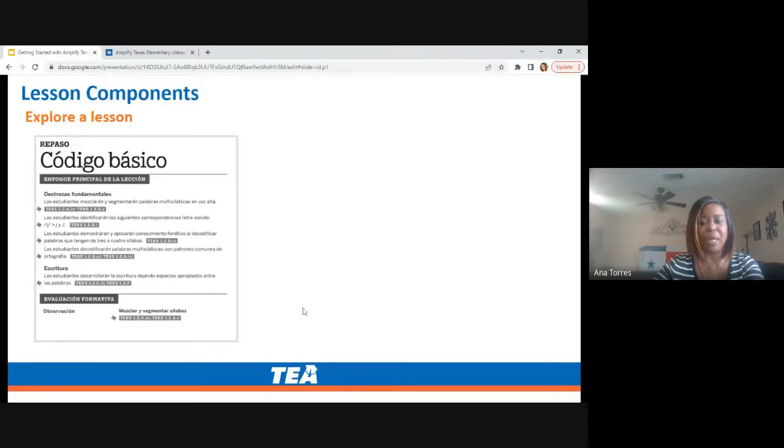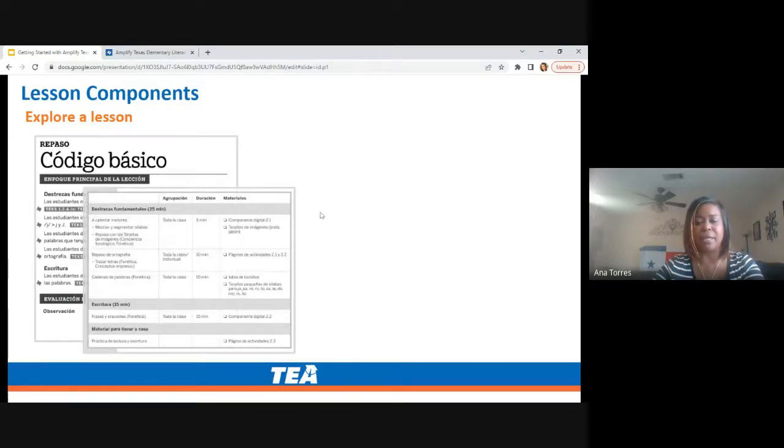I'm going to review lesson 2, unit 1 for grade 1. As we look at this section, we see the enfoque principal de la lección, which is the primary focus of this lesson as it's broken down with the foundational skills. And then you have writing down here. It also gives you a section of evaluación formativa, which is your formative assessments piece. And let's see how this is broken down in your lesson at a glance, which also gives you that useful information.